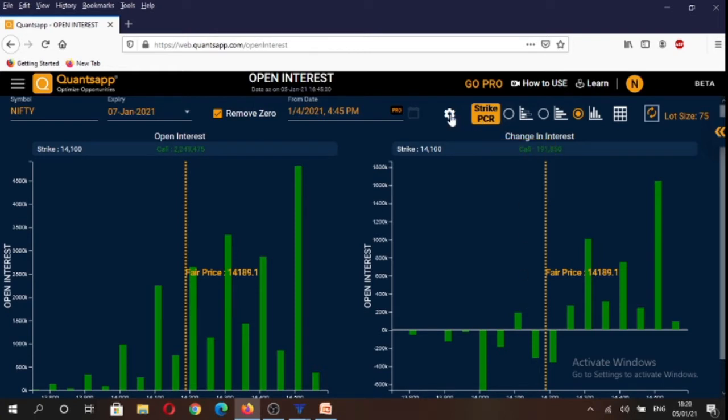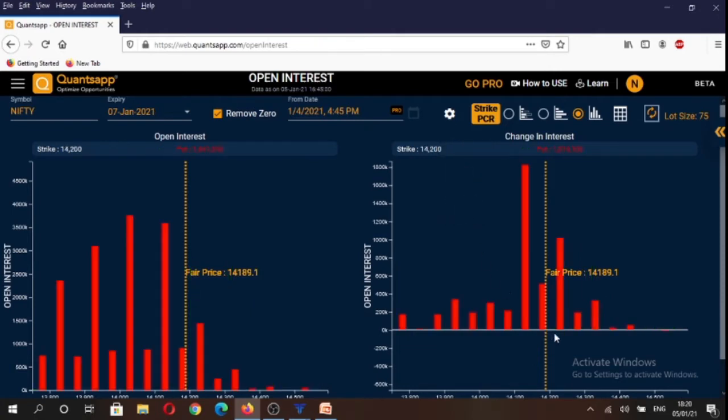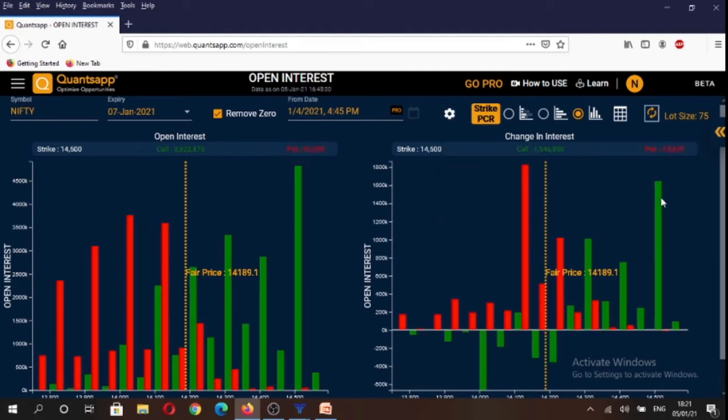And if we see what happened in puts today, you will see that today highest amount of puts were written at 14,100 strike and 14,200 strike. So for the short term, we are in a trading range of 14,100 to 14,500 levels on Nifty index.